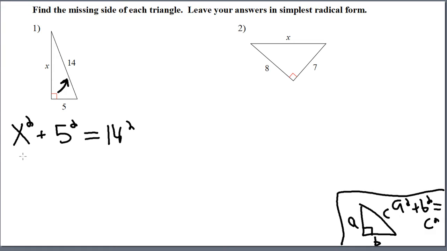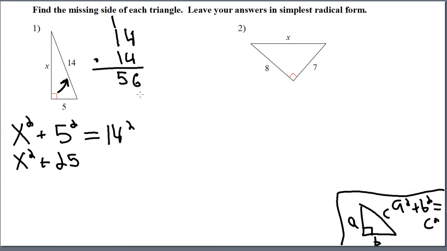To continue from here, well, x squared is going to remain x squared. 5 squared is 25. And 14 squared, well, if you can't do it in your head like I can't, you can always multiply it the old-fashioned way. 4 times 4 is 16. 1 times 4 is 4, plus 1 is 5. Carry a 0 down. 1 times 4 is 4. 1 times 1 is 1. And if you add it all together, you get 6 plus 0 is 6, 5 and 4 is 9, so 196.